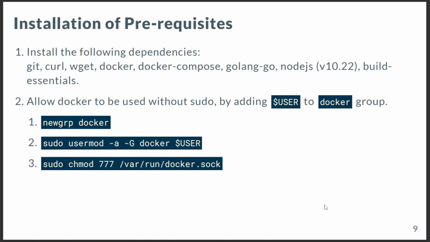For installation of the prerequisites, we require Git, curl, Docker Compose, Golang, and Node.js. For Node.js, we have a very specific version that we need to take care of for Hyperledger versions 1.4 and 2.0, and build essentials, of course. We also need to allow Docker to be used by our current user. So we add our user to the Docker group by creating a group named docker, and we add the user and the access.